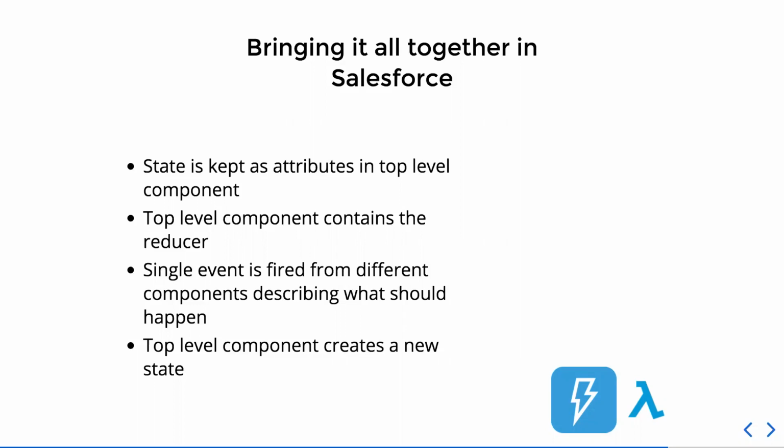The top level component contains a reducer, so basically a single function that takes all the actions and modifies the state. The single event is fired from different components, and a top level component creates a new state. So that was a mouthful. I want to actually go into Salesforce and show you an example of this.